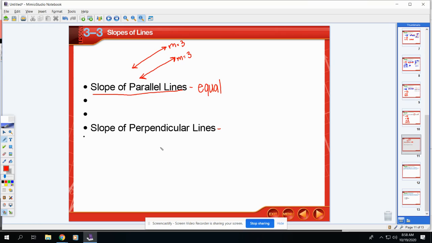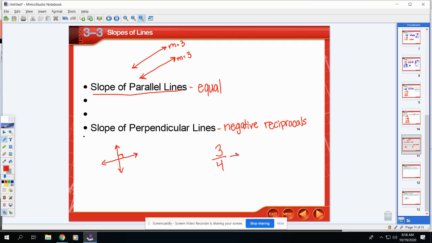Slope of perpendicular lines. So you know that perpendicular lines look something like this, and they intersect at a right angle. So the slope of perpendicular lines are what we call negative reciprocals. Okay, negative reciprocals. So let me show you exactly what I mean by that. Let's say we had the slope 3/4.